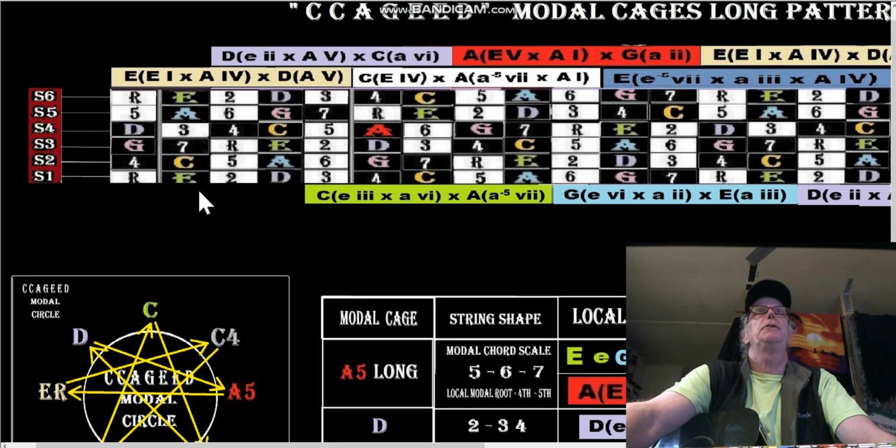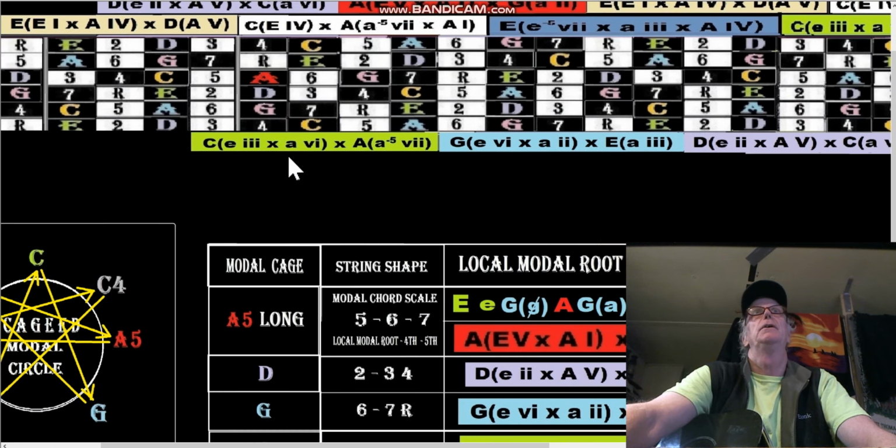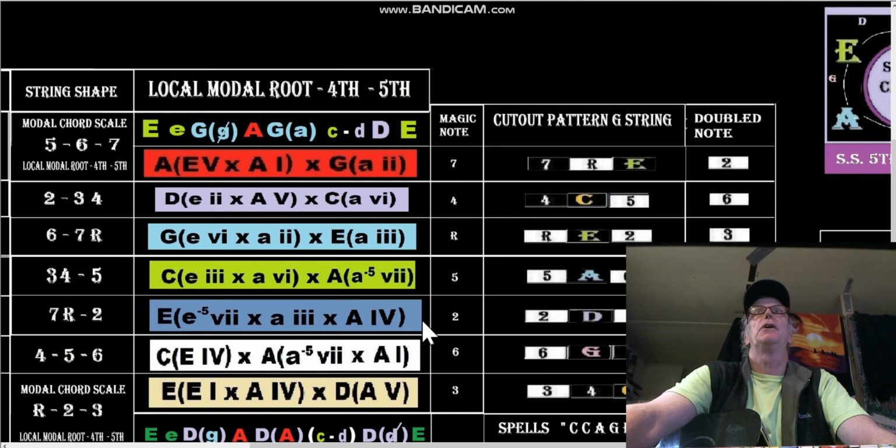So let's look at the root cage here. We're on, magic note is 3. That's from the chart. So we get up to the 4th string, we take the 3, we're going to go the first part of that string shape and then cut out to the string shape below the bottom string, which would be its 4th. So the 4th of E is A. Let's look at that on the chart down here.